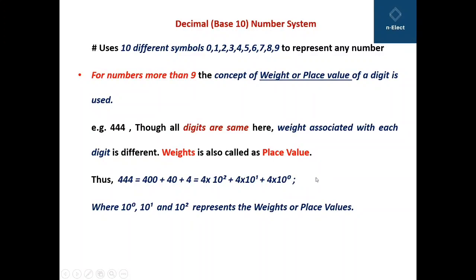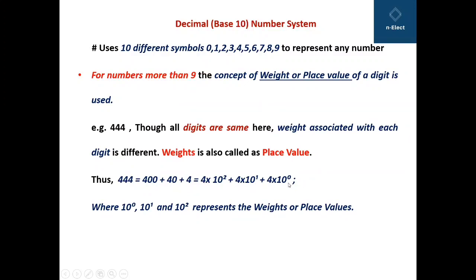As you know, x raised to power 0 is equal to 1 where x is any number. So 10 raised to power 0 will also be 1. So 1 into 4, you will get 4. Here you will get 40. So 40 plus 4 is 44. And here you will get 400. So 444. So this is the number; you can write it this way or this way.